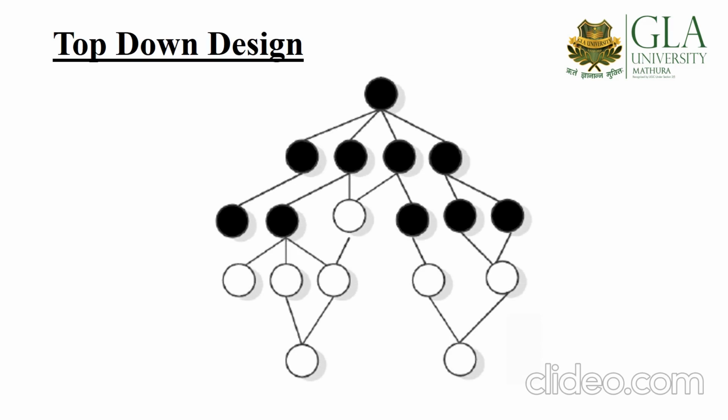This diagram represents top down design. As we can see, we have started from top to bottom. All the black nodes are treated as top down design, where we have started from the root node to the later stages or later level nodes.